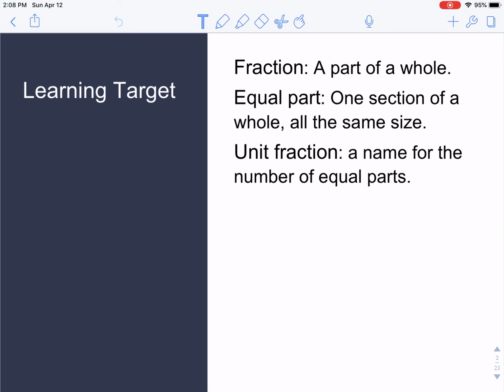Today for our learning target, we have 3 definitions that we need to remember when we are working with fractions. The first word is fraction. This is a part of a whole. The next one is equal part. This is one section of a whole. And remember, equal means all of the parts are the same size. And the last definition we have is unit fraction. This is a name for the number of equal parts.